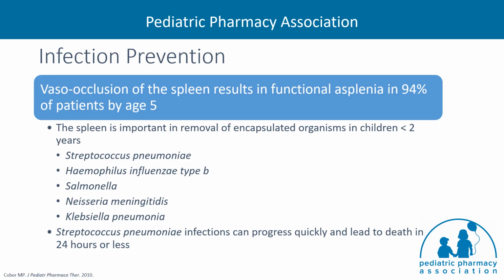Strep pneumo infections in particular are important to recognize early as they can progress quickly and lead to death in 24 hours or less. We do see a decrease of these infections around the age of 5, and it's also important to note that we have vaccines to prevent strep pneumo, Hep B, and N-meningitidis. So making sure patients are up to date on these vaccines is a really important role of the pharmacist in care of our sickle cell disease patients.